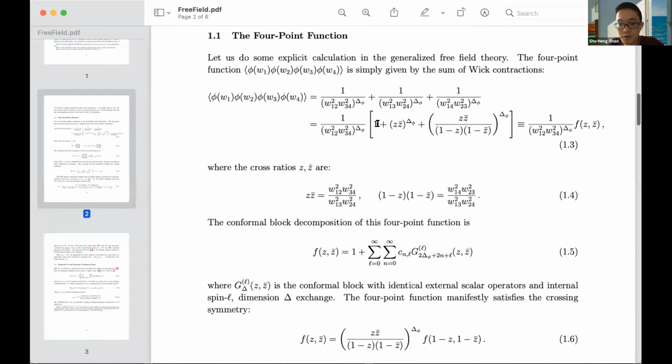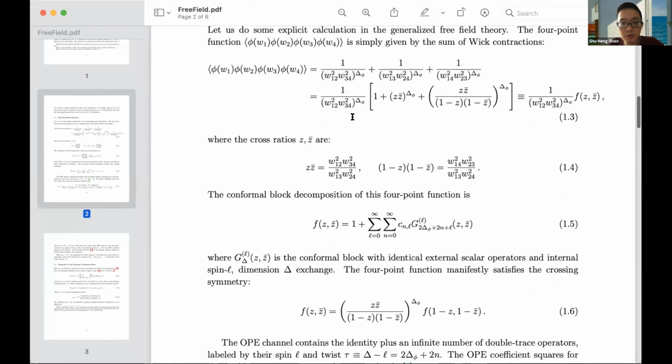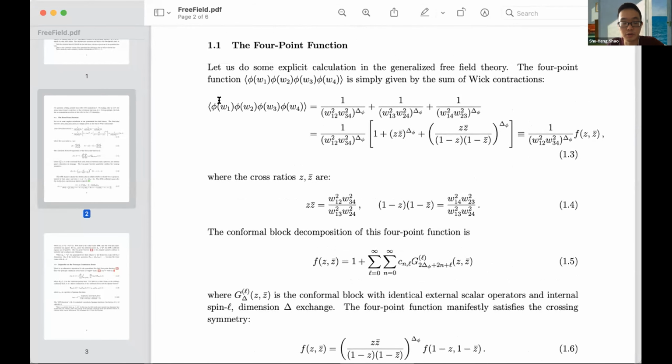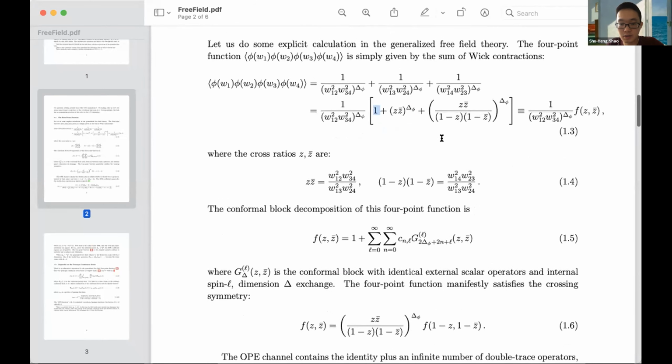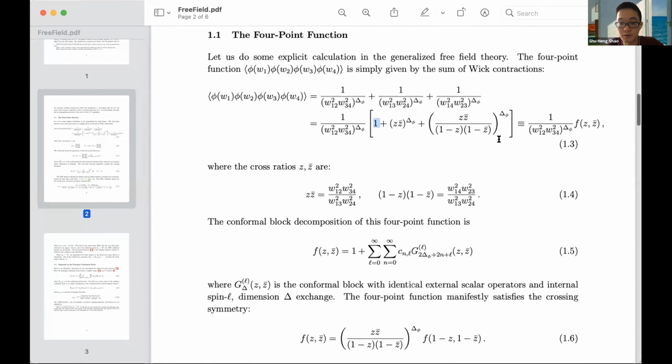So you can start with this. Actually, what I wrote here is for a real generalized free field as opposed to a complex one. So it has an additional term because now you have 3 different contractions. And the conformal block decomposition of this function has been worked out in the literature, and it takes this form.